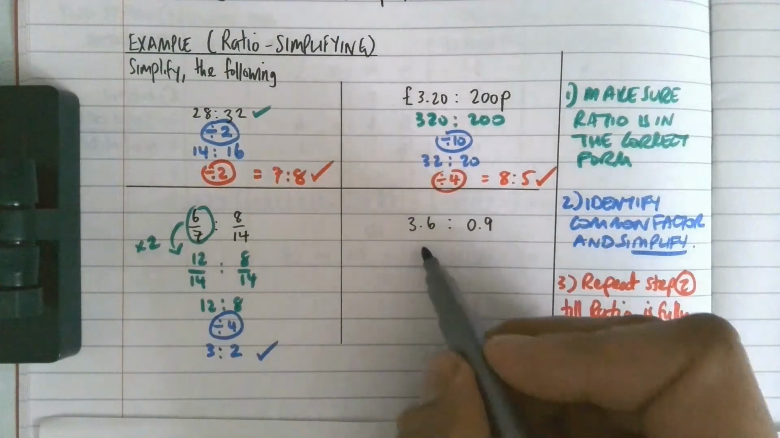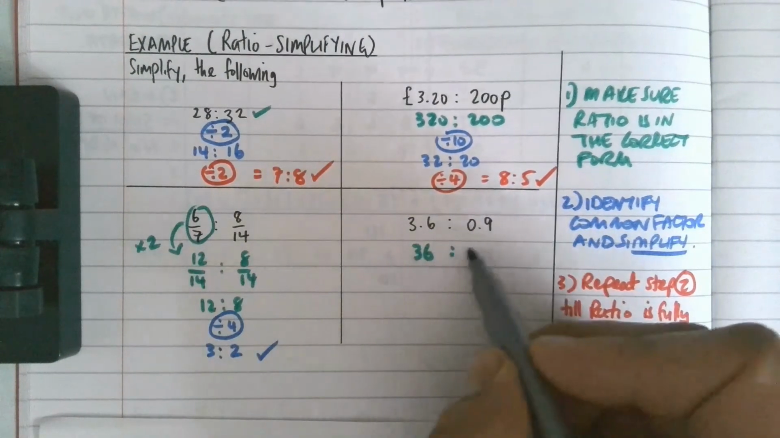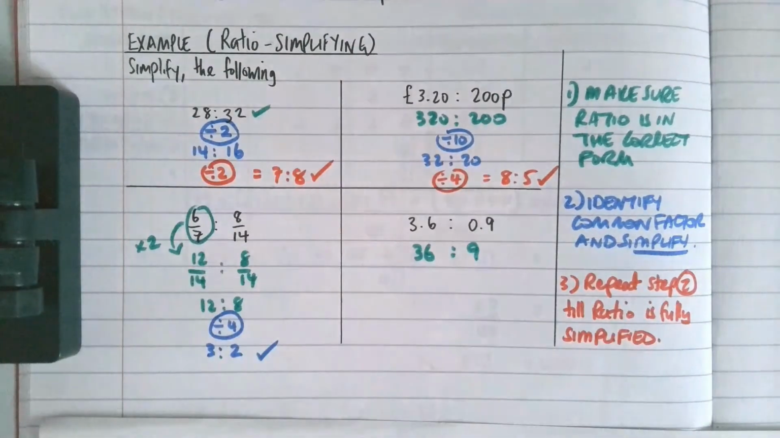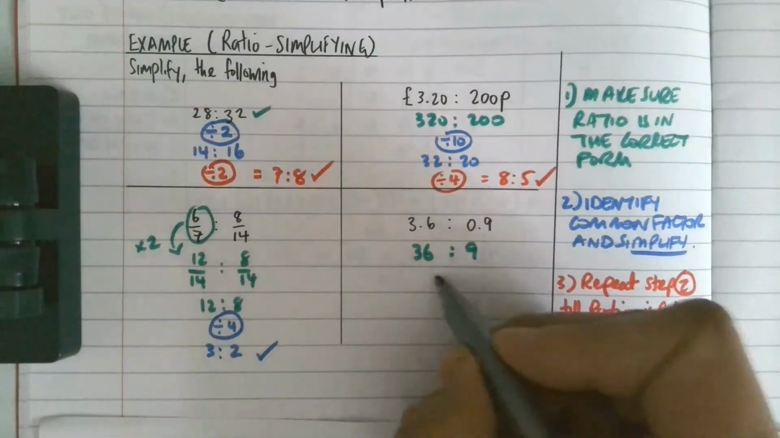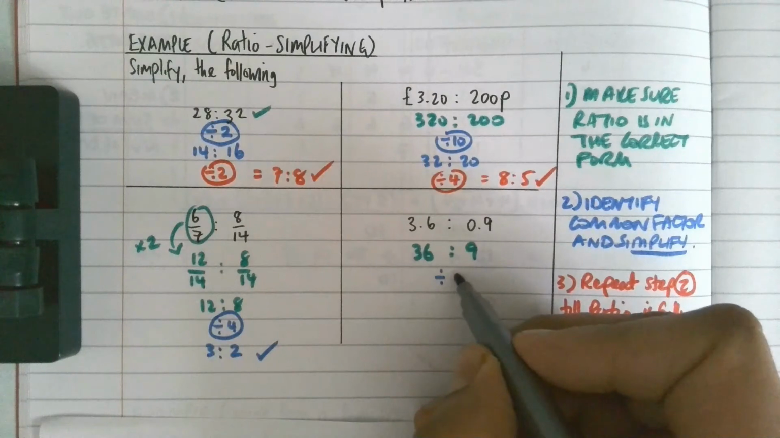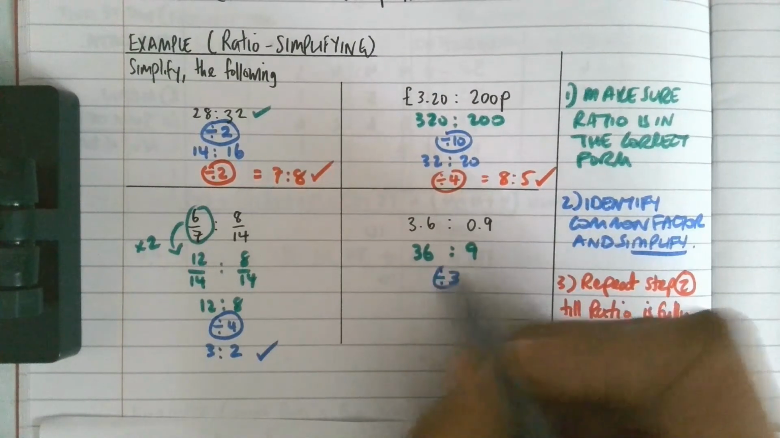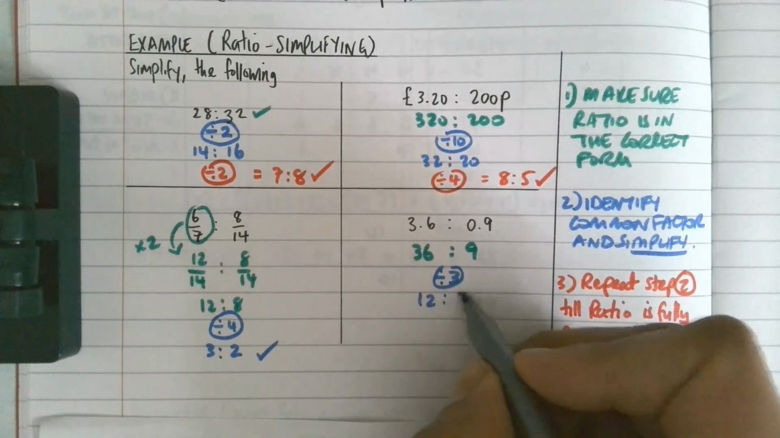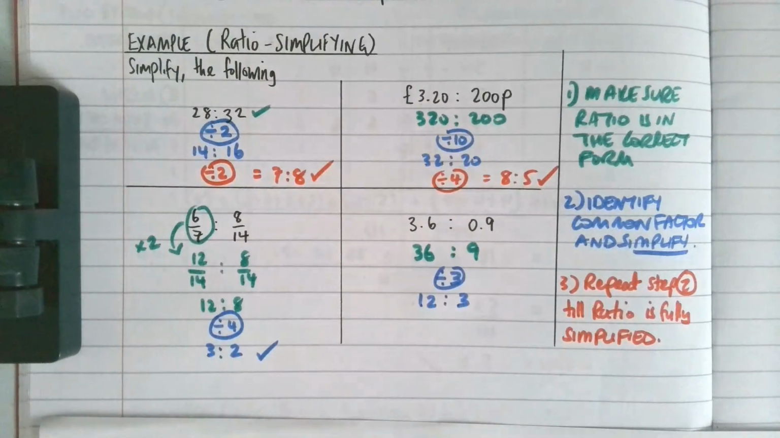When we have decimals involved, we have to scale both of the decimals up by multiplying by 10 or some number that allows us to remove the decimal. Once we've done that, the ratio is in the correct form for us to identify a common factor and simplify.